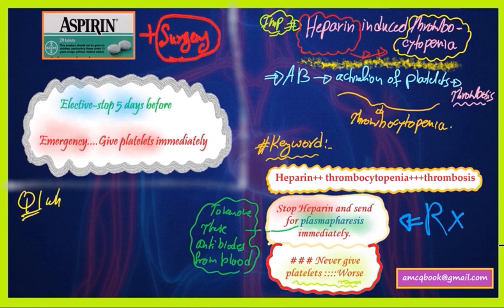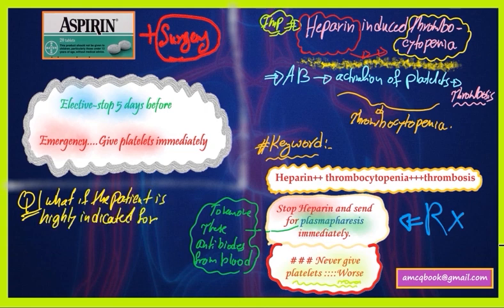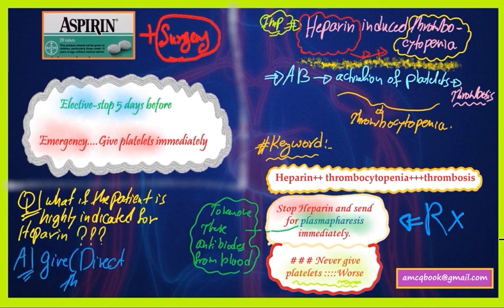Now, what if the patient is highly indicated for heparin? I mean, he's highly indicated for anticoagulant. What is the replacement for heparin? Here, give the patient a direct thrombin inhibitor if the patient develops heparin-induced thrombocytopenia. Okay?